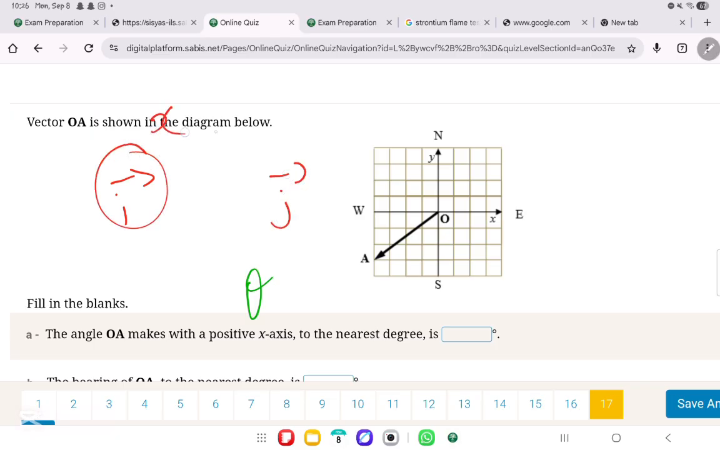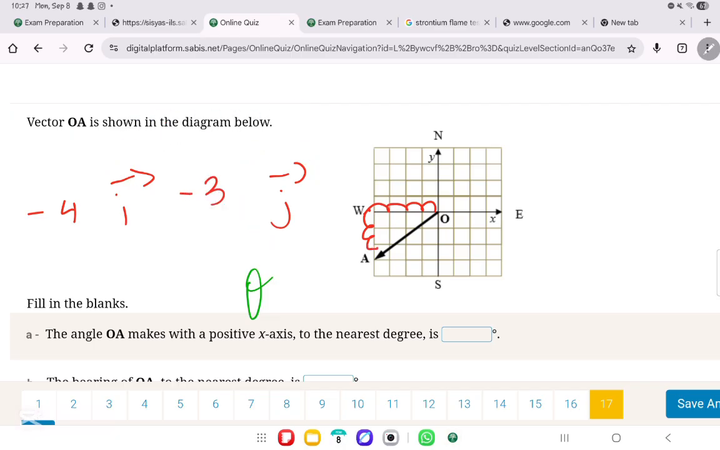So, what is the x in this case? The x is 1, 2, 3, and 4. But because it's going to the left side, it's going to be negative. Now, what about the j? It's 1, 2, 3. But because it's going down, it's going to be negative. So it's minus 4i minus 3j.